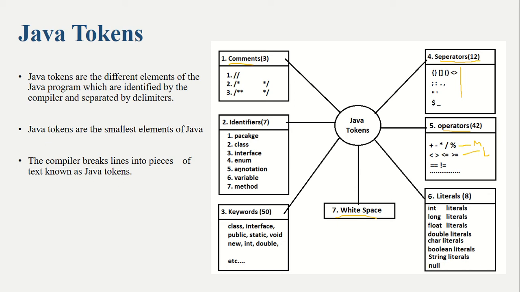There are several types of tokens in Java. You just need to know them as knowledge. So we have comments, identifiers, keywords, separators, operators, literals, and white space. Let's look at them separately, and we will come back to this diagram to see some examples.